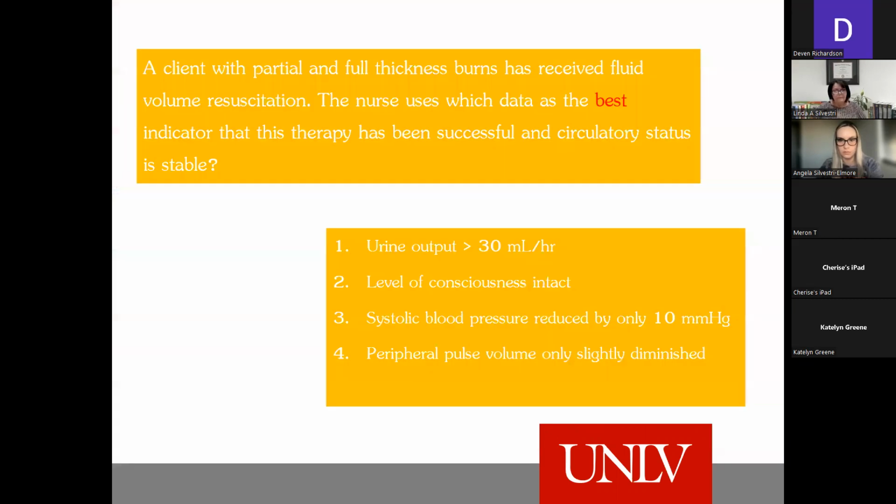Okay, let's see what we have here. A client with partial and full thickness burns has received fluid volume resuscitation. The nurse uses which data as the best indicator that this therapy has been successful and circulatory status is stable? Okay, so we have urine output greater than 30 mLs an hour, level of consciousness intact, systolic blood pressure reduced by only 10 mmHg, and peripheral pulse volume only slightly diminished.